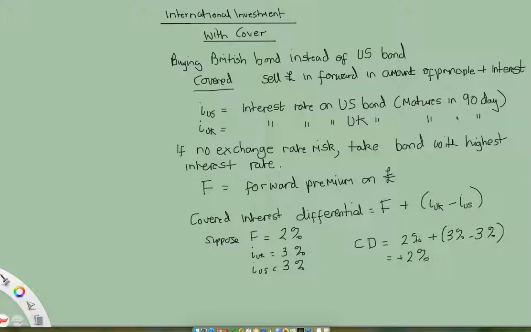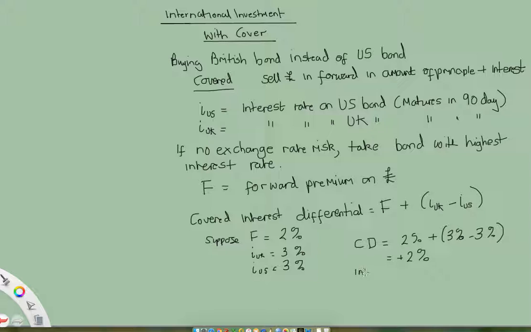And that says that you should move into the UK asset, because the pound is at a forward premium that adds to the rate of return on top of the rate of return that you get from merely holding the bond for 90 days. And then let's think about what this will tend to do: everyone will want the pound.